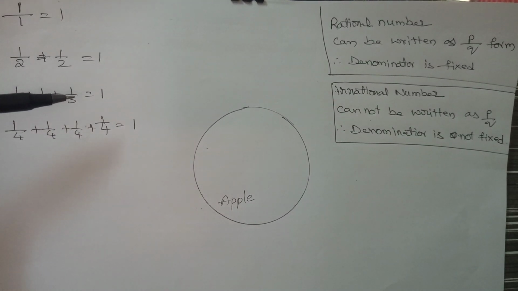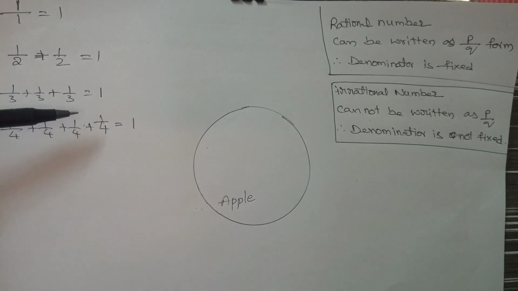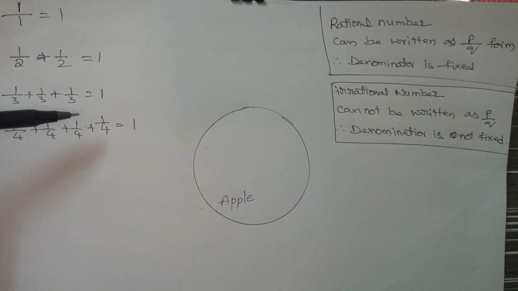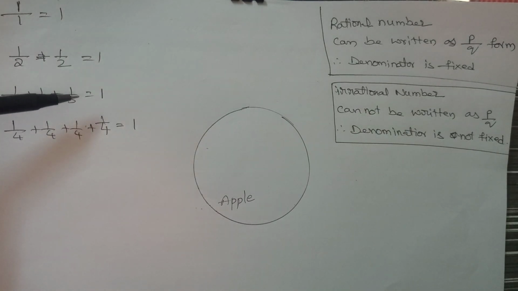So rational numbers have a fixed denominator. The denominator, that number, is fixed for rational numbers. Let us see irrational numbers.